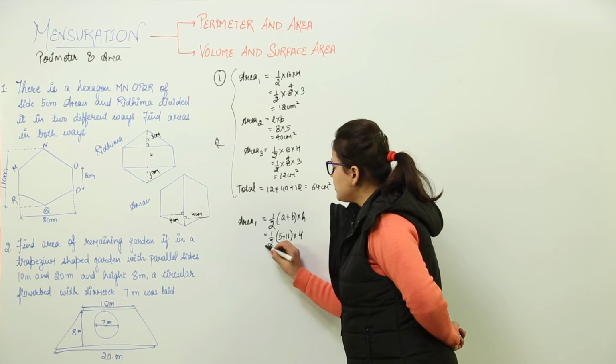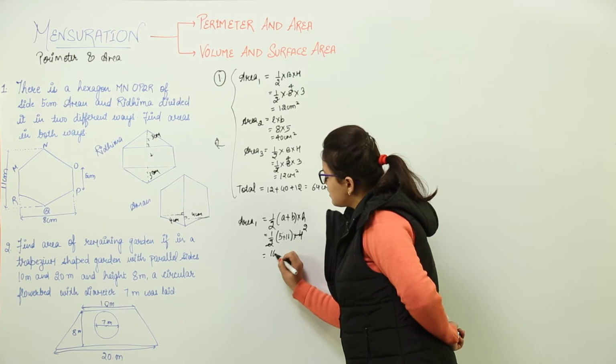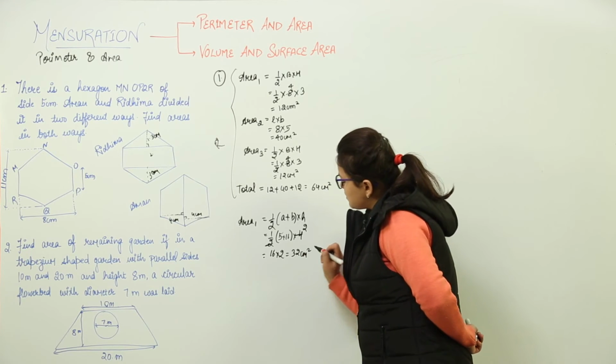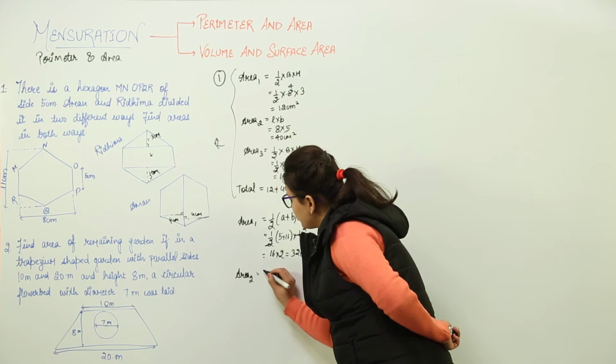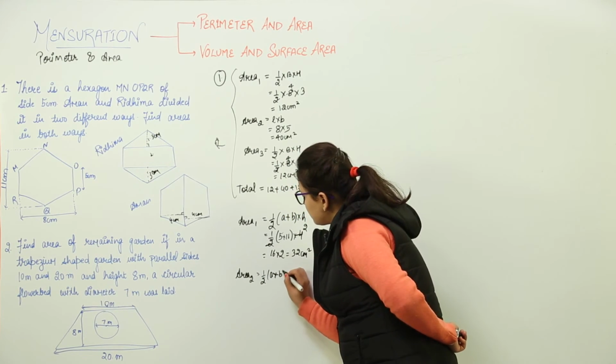I have got 4 over here. You divide them, solve them, you get 16 twos are 32. That means the area of the first trapezium is equal to 32. Similarly, let us calculate area 2. That will also be equal to the same formula because they are trapeziums.